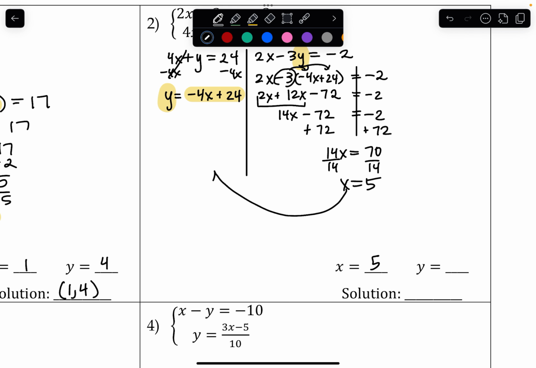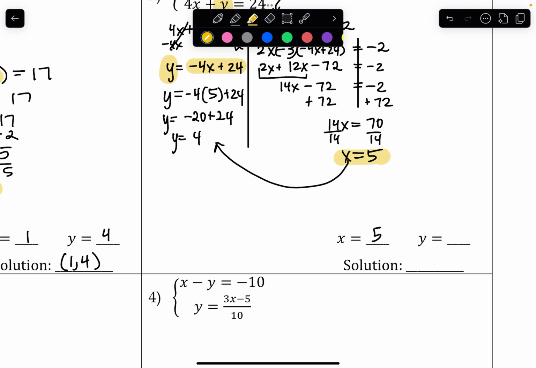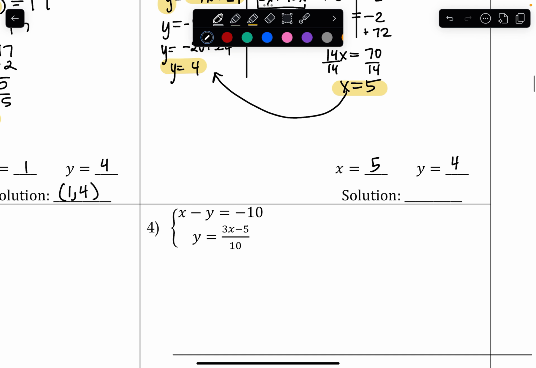And then now we can go back to our original equation and fill in 5 for the x. Okay, and so that gives us negative 20 plus 24, which is 4 for our y value. We got x, we got y. We have our solution.